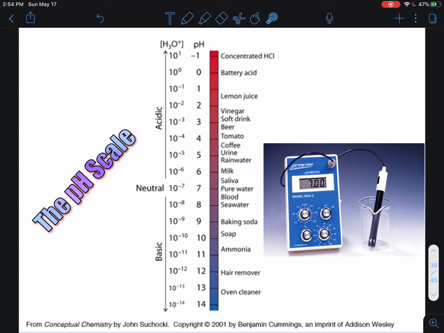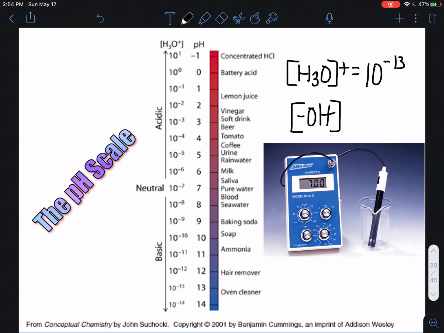So if we have something that is 10 to the negative 13, then our OH minus has to be equal to 10 to the negative 1. So it has to be much bigger, because again, these have to multiply out to equal 10 to the negative 14 because of the Kw.